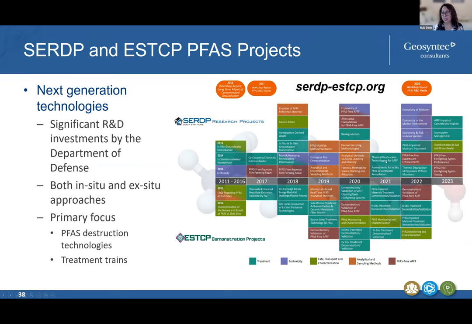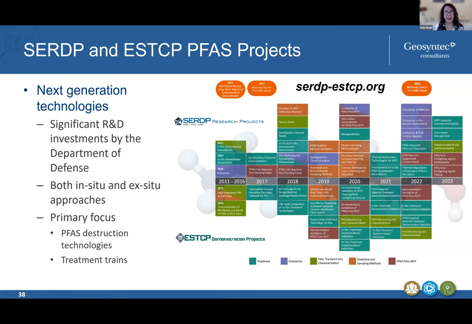For example, if you go and click on thermal destruction technologies for AFFF on that box, it'll take you to all the PFAS destructive thermal technologies that have been funded by DoD. And then you click on each one and it takes you to the webpage with any final reports or any webinars or blogs or publications. So it's a really useful website for those of you that are just getting familiarized with PFAS treatment.